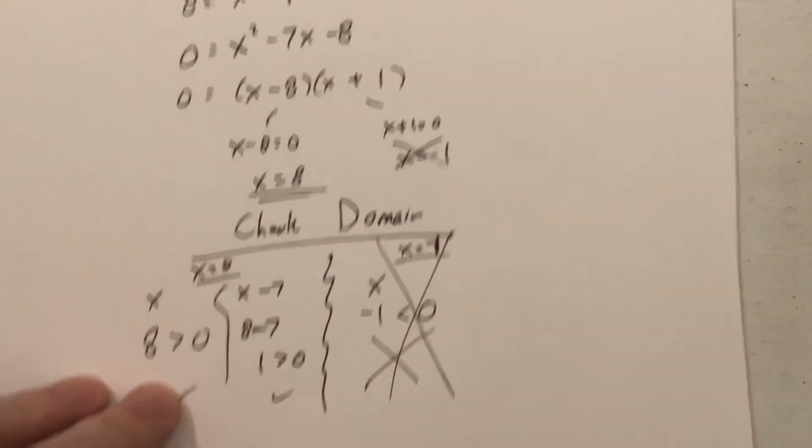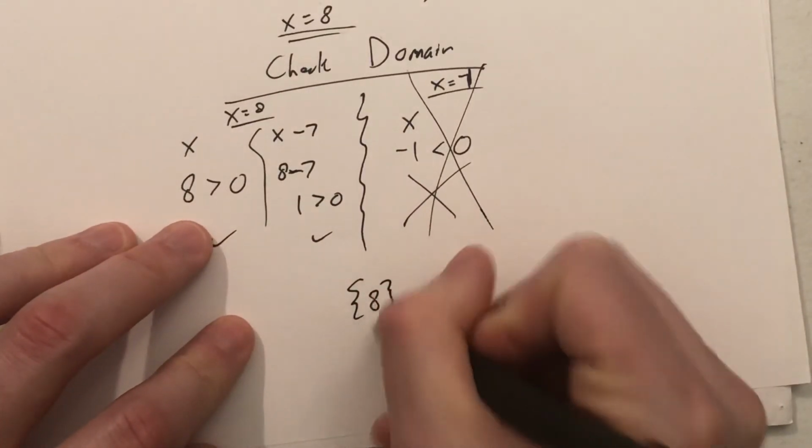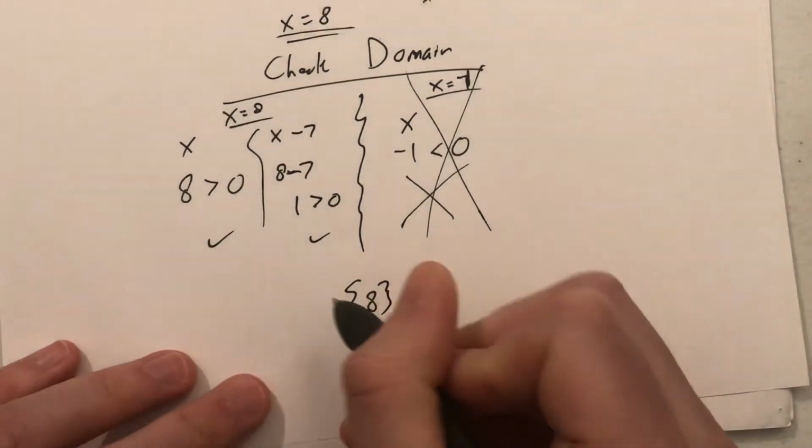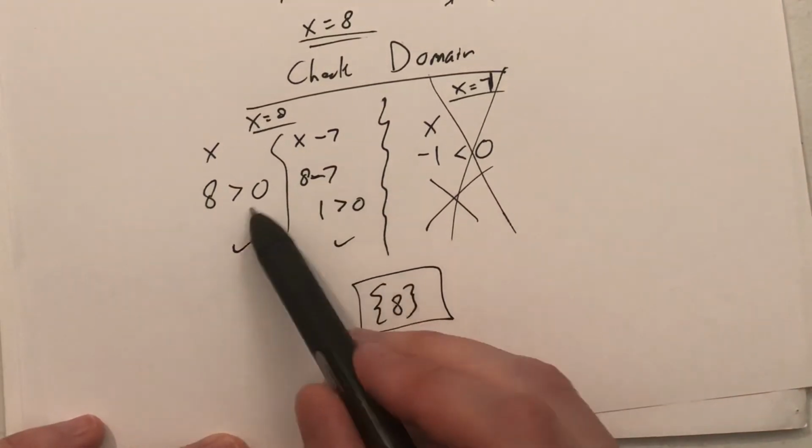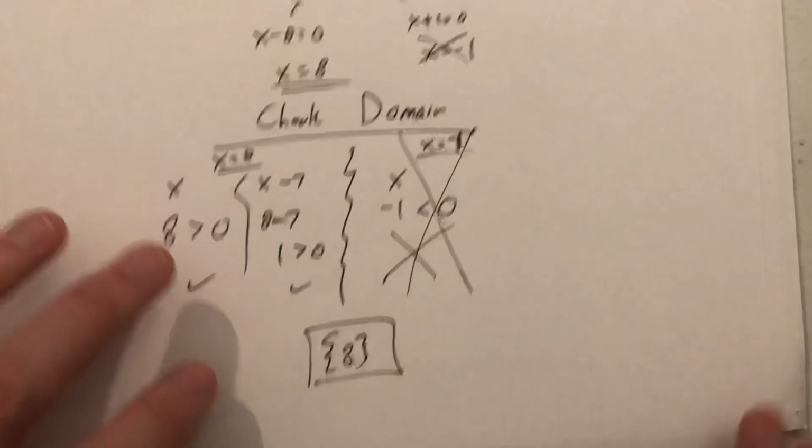Meaning 8 is our only solution to this problem. We can actually get multiple solutions that aren't all actual final answers. Again, they're what we call proposed solutions. And we have to check the domain of every single logarithm to decide if they actually are valid.